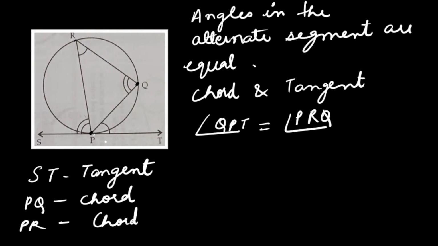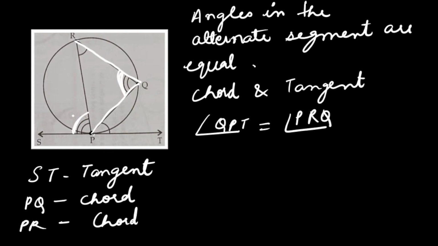Let's see one other angle also. Here, if you see PR and SP, there is an angle between PR and SP. PR is the chord and SP is the tangent. So this is the angle I am talking about. If you move along the end points of the chord, they are meeting at one point Q.